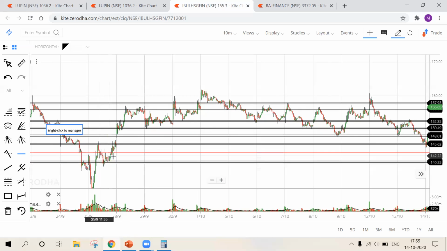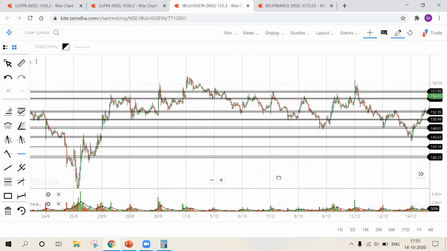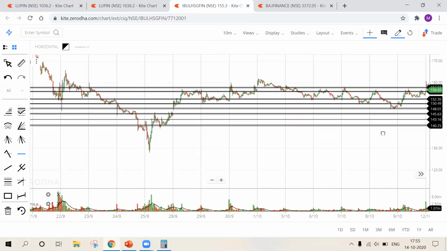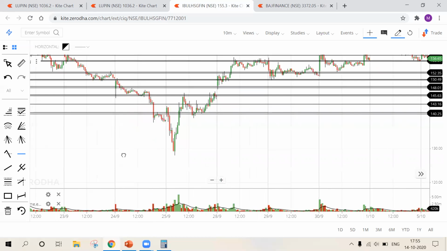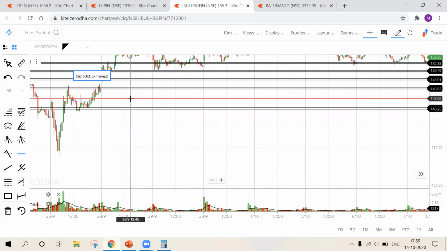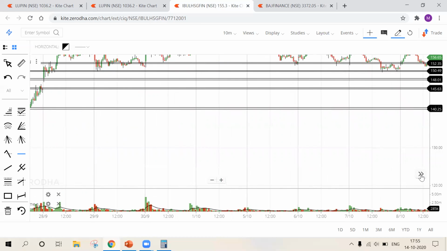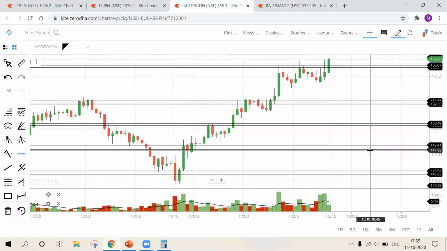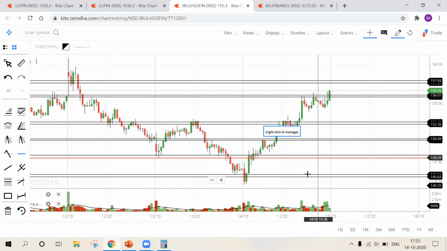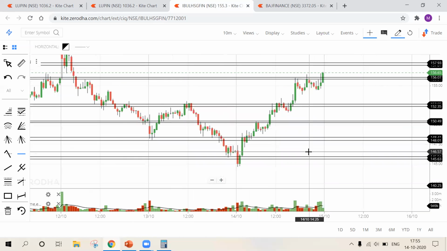Now, what about this line? See, I'm not able to find anything for that line, so I can delete that line. No worries. So let's get on to today's market and see the magic. Wow. So this is today's market.